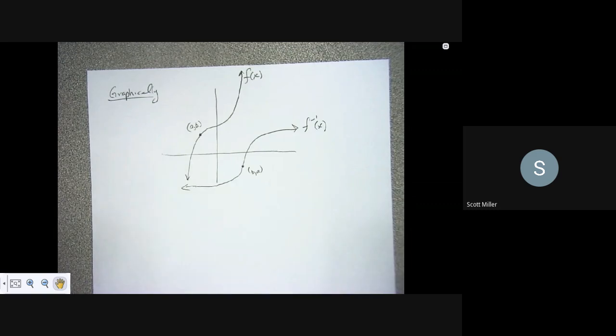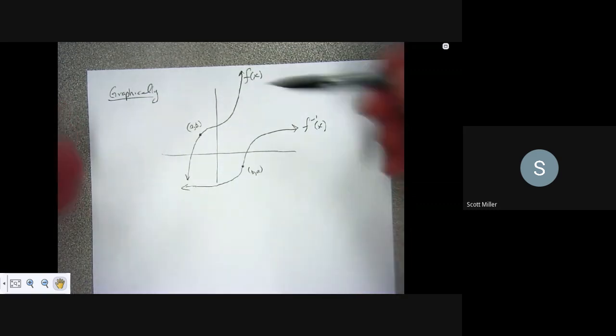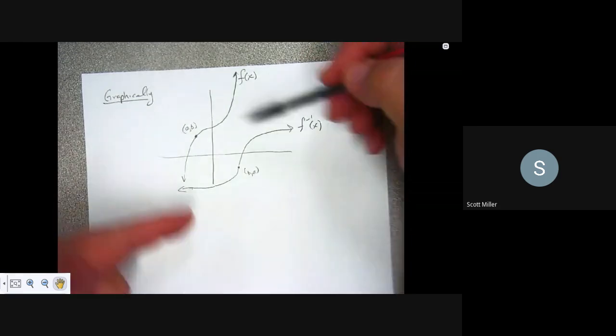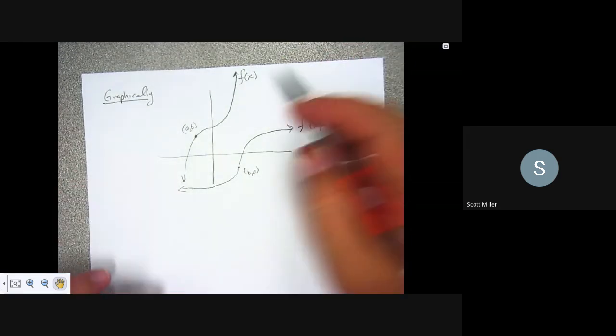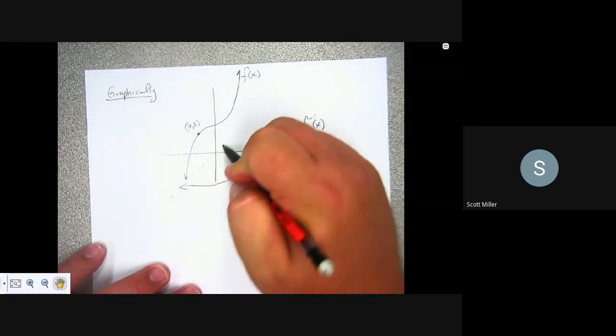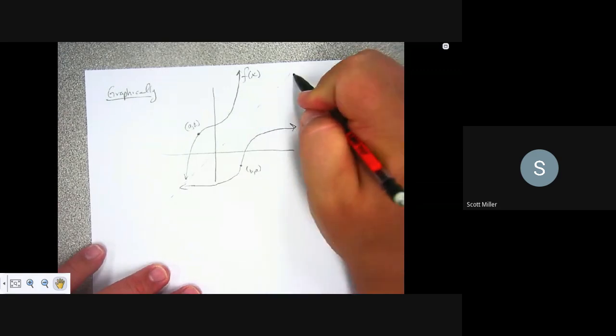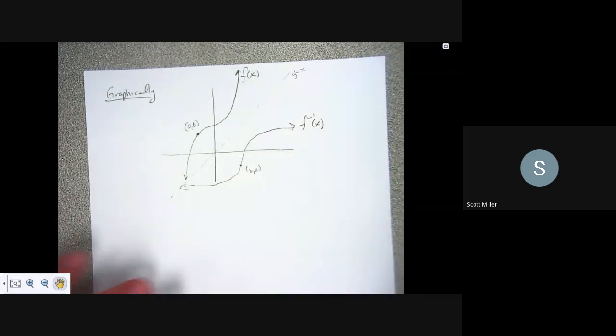But the neat thing about this is this. If you look closely, it kind of looks like a mirror image almost, doesn't it? In fact, the mirror image is right along the line y equals x. And why would that be? It's not a coincidence.